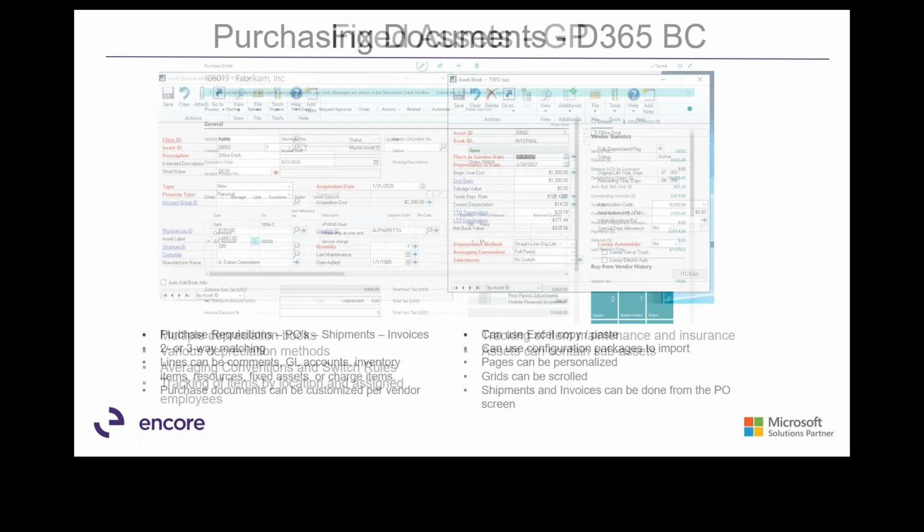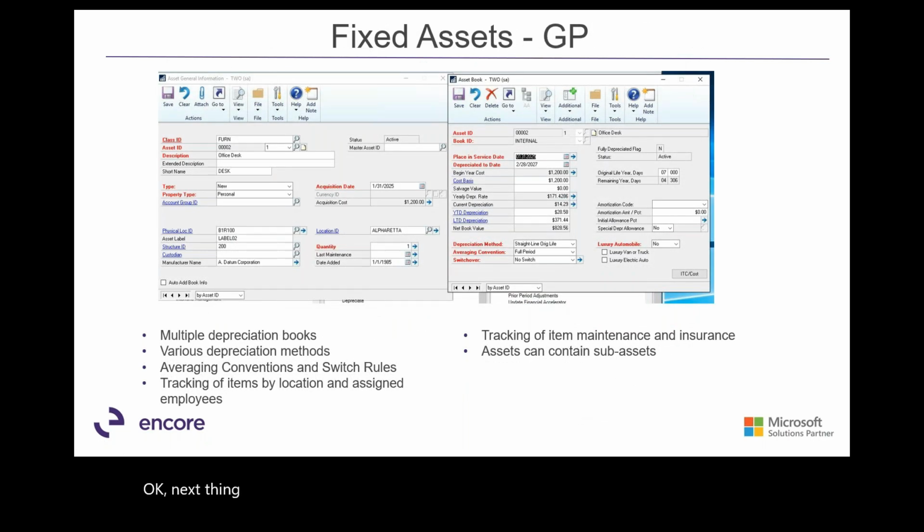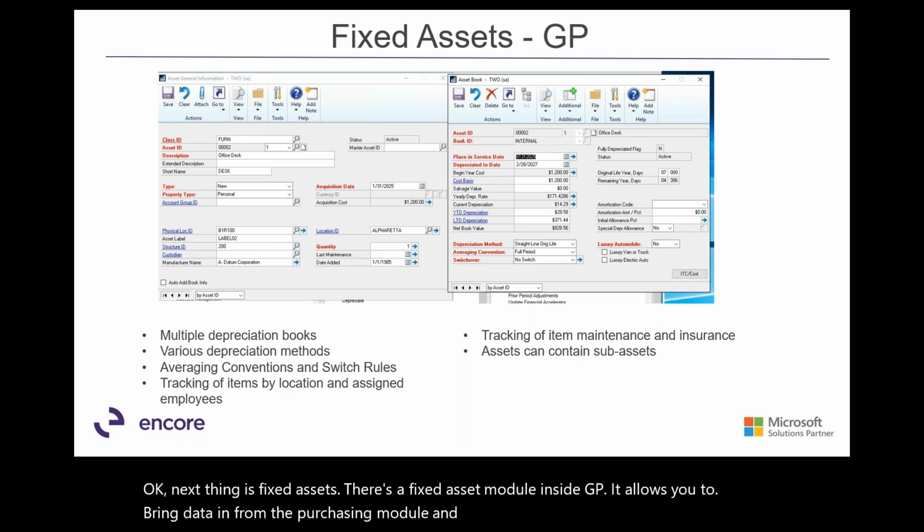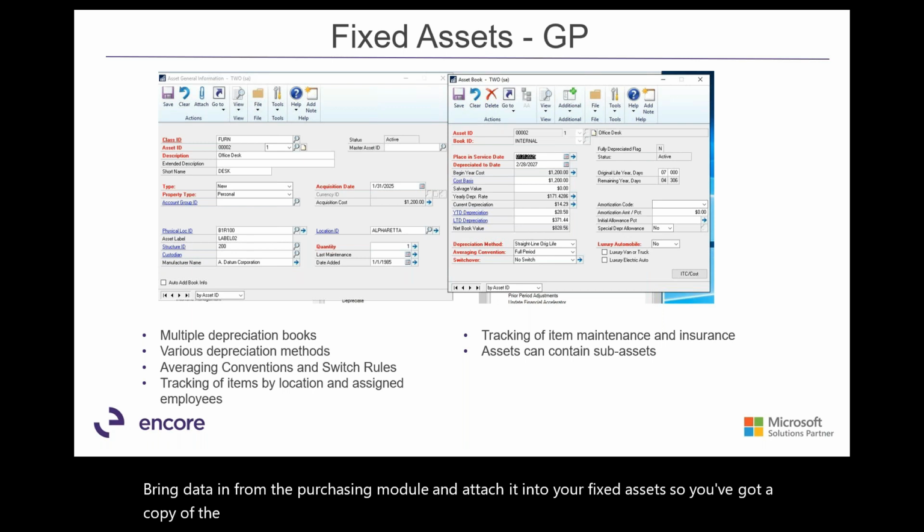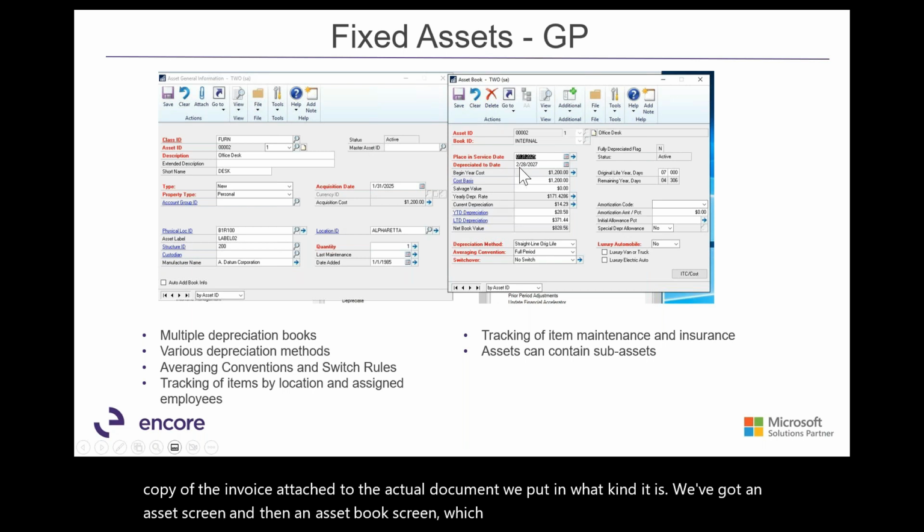Okay. Next thing is fixed assets. There's a fixed asset module inside GP. It allows you to bring data in from the purchasing module and attach it to your fixed asset, so you've got a copy of the invoice attached to the actual document. We put in what kind it is. We've got an asset screen and then an asset book screen, which allows us to set the depreciation.